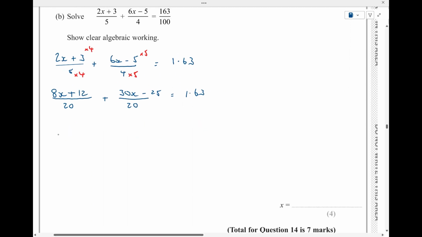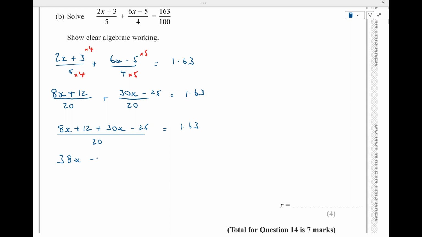So if I were adding fractions now, I'd have everything over 20, wouldn't I? And I've got 8x plus 12 plus 30x minus 25 equals 1.63. So let's tidy up the top there, shall we? 38x minus 13 over 20 equals 1.63.